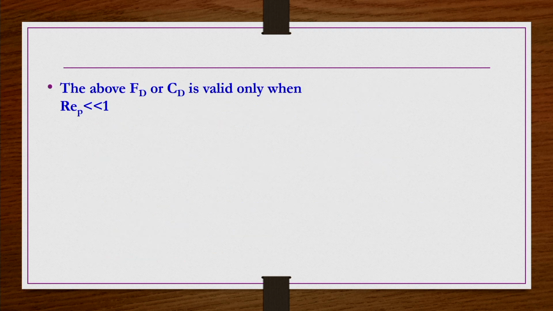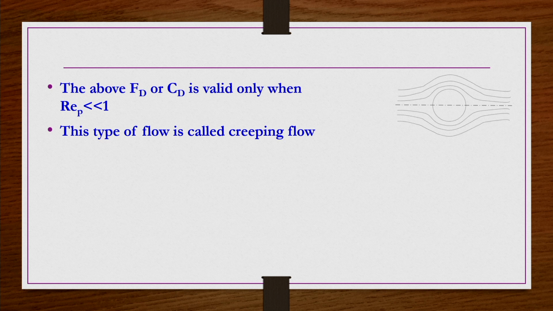This FD or CD is valid only when REP is much smaller than 1, that is, less than 0.1. This type of flow is also called creeping flow, Stokes flow or viscous flow. The streamlines will occur like this. This is your solid object or spherical particle, and let us say flow is coming from this direction like this.